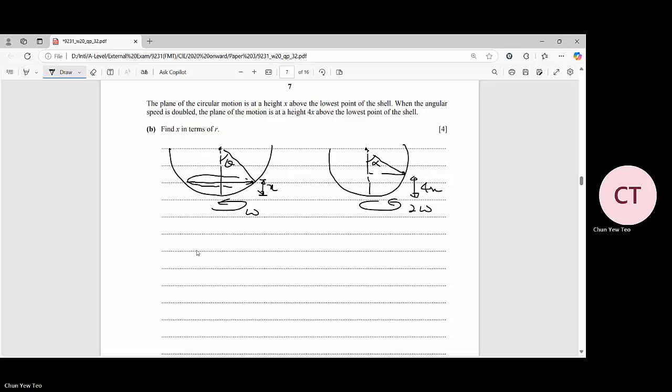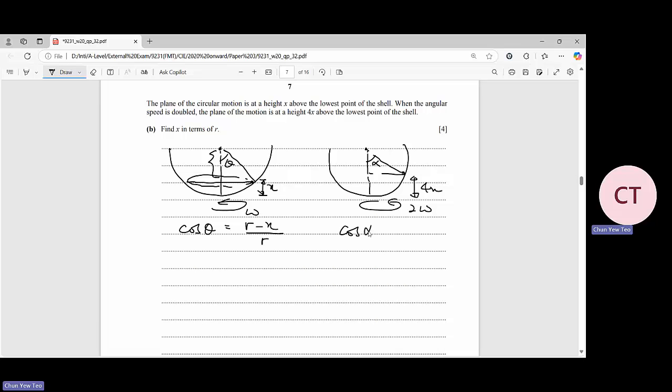So your cos theta, for this case, you need to refer to the triangle here, the right angle triangle. What is your cos theta? Your cos theta is actually r minus x divided by r.